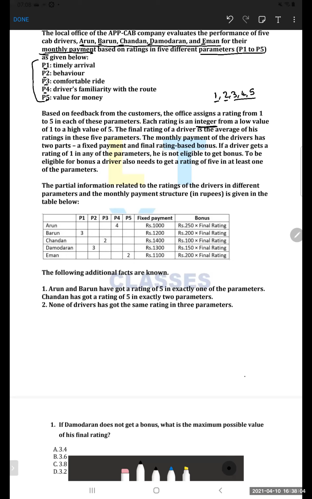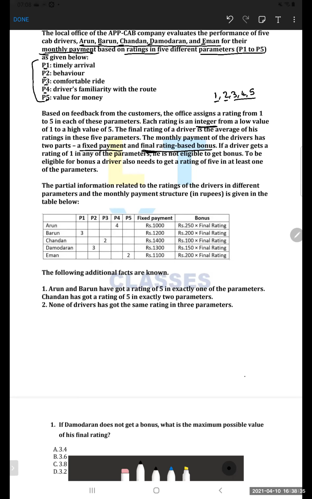The monthly payment of the drivers has 2 parts: a fixed payment and a final rating based bonus. So if we read above, they said their monthly payment is based on ratings in 5 different parameters. In that payment there are 2 types of payment: one is a fixed payment and the other is a variable payment. The variable payment is linked to the final rating related bonus. The ratings given are 1, 2, 3, 4, 5 in 5 parameters. Okay, let's go further.